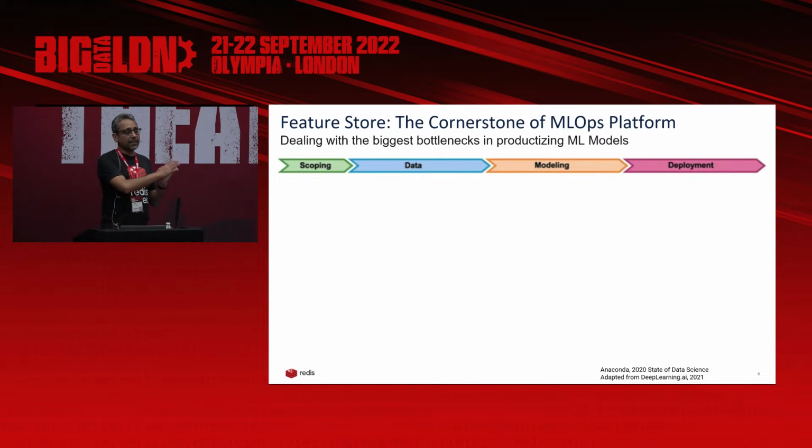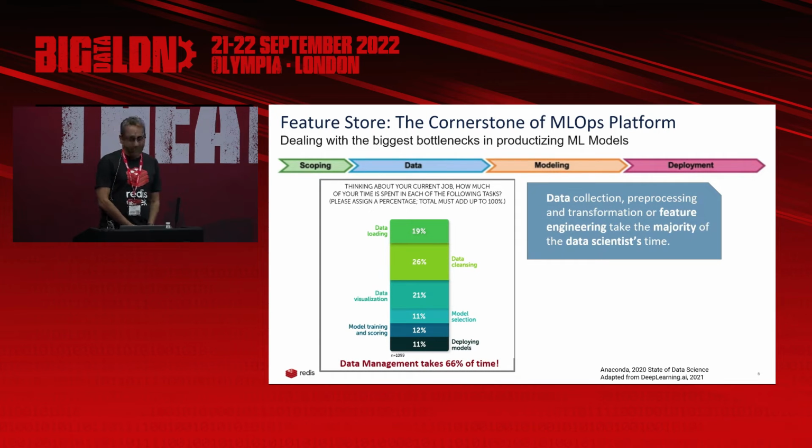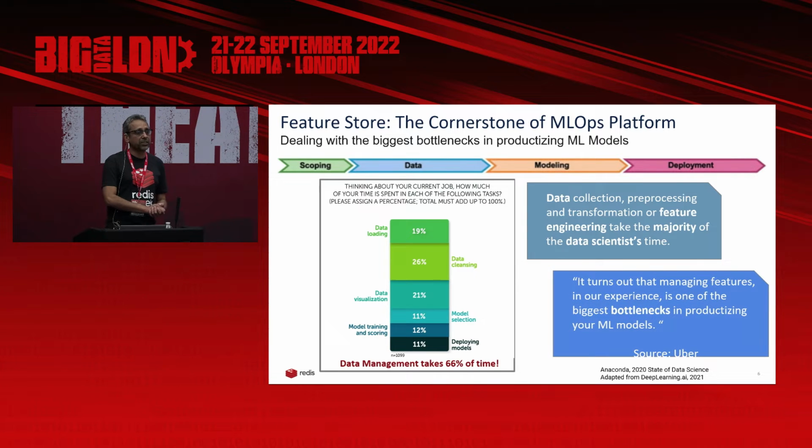Now, if you look at the data pipeline when you are deploying your AI and ML model, from scoping, gathering the data, modeling it, and doing the deployment, most of the time is spent in gathering, collecting the data, pre-processing it, and transforming it. And that is what feature engineering essentially means. And what we are finding in production is that feature engineering is becoming the bottleneck.